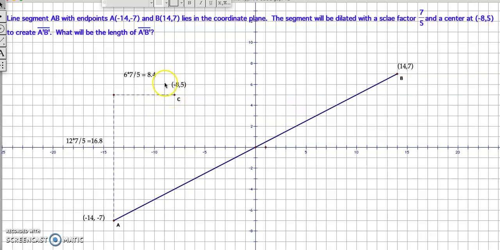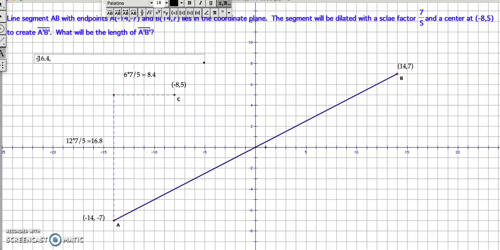From here, just look at this. We are going from -8, we are going to the left another 8.4. So we are doing -8 minus 8.4. So you should be telling me that the new x-coordinate is going to be, you got it, -16.4. Okay, so that's going to be the new one.